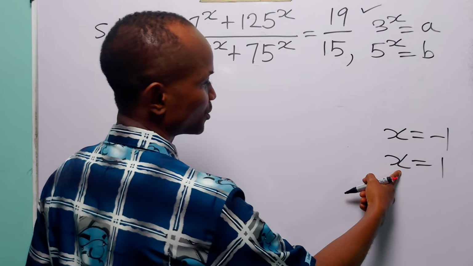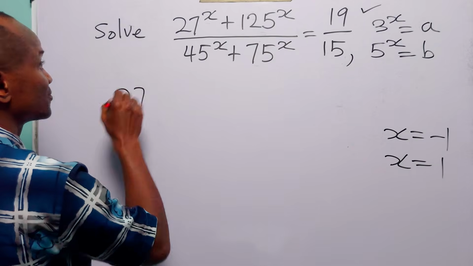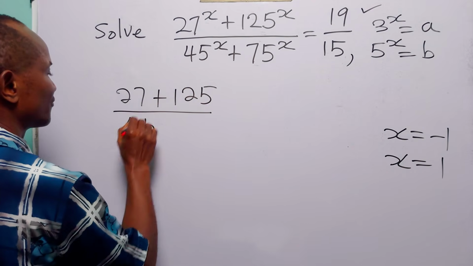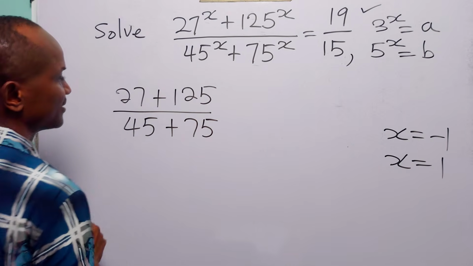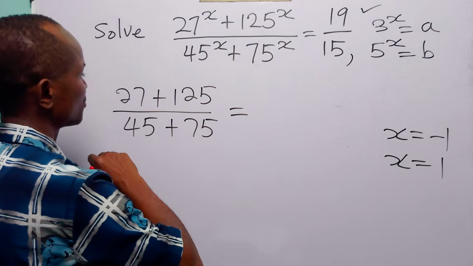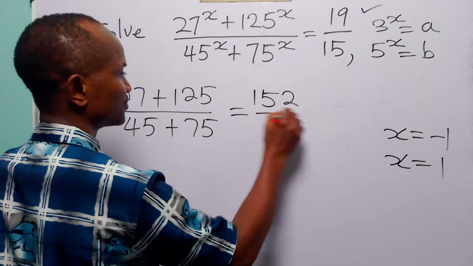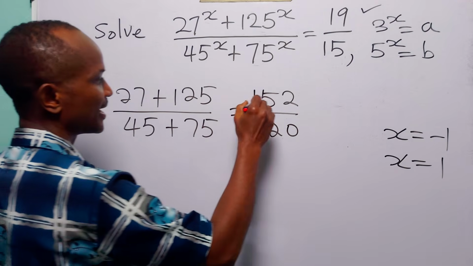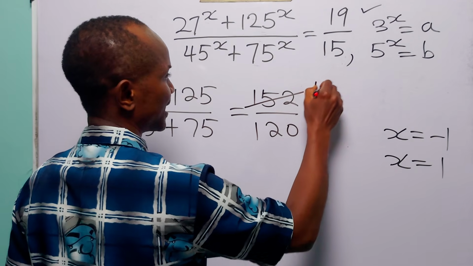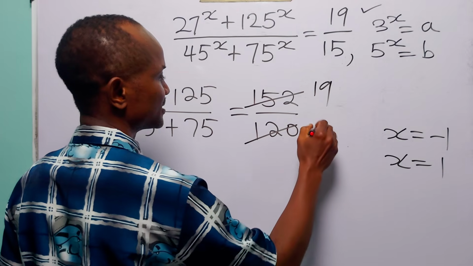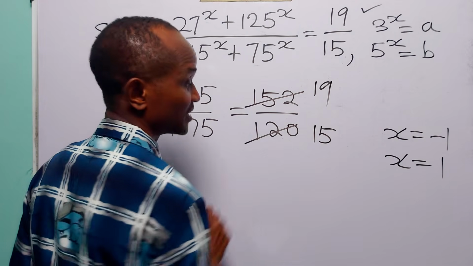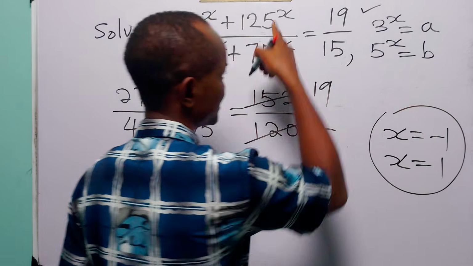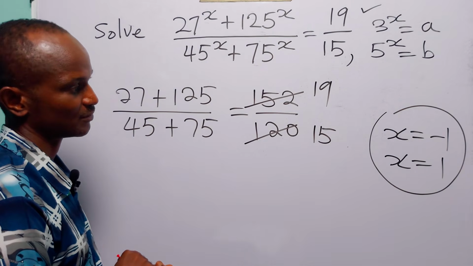And when x is equal to 1, then we have 27 plus 125 divided by 45 plus 75. 27 plus 125 is 152. 45 plus 75 is 120. 8 into 152 is 19. And 8 into 120 is 15. 19 over 15, exactly what we have on the right hand side. So these two values of x satisfy the original equation.